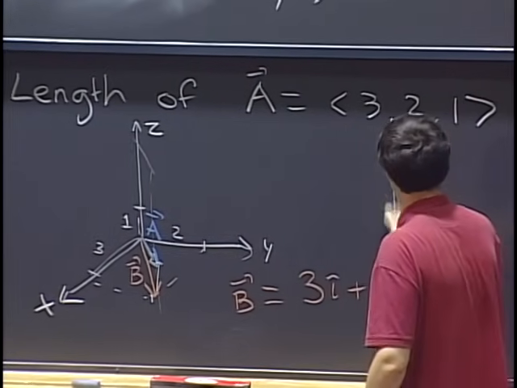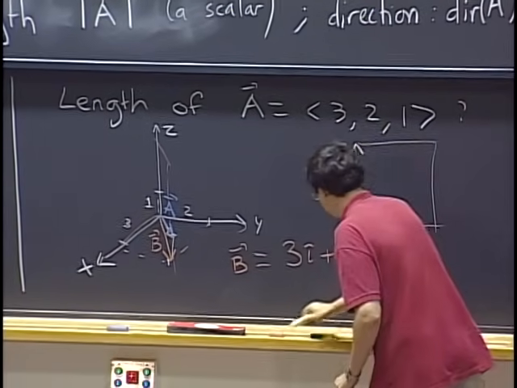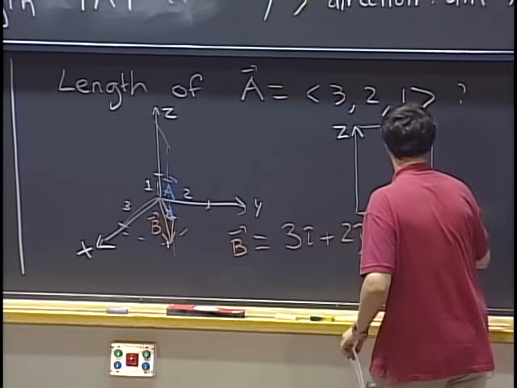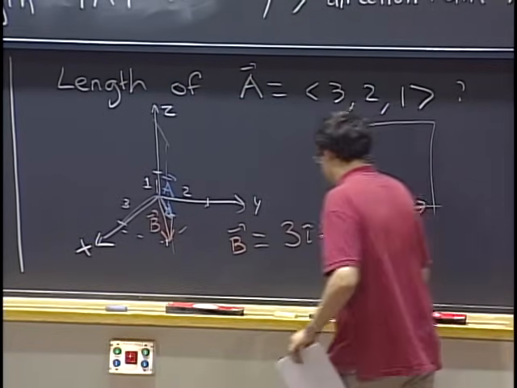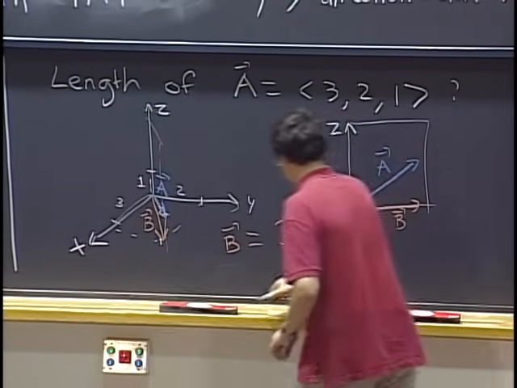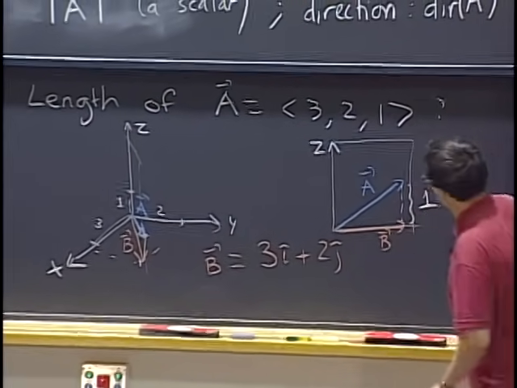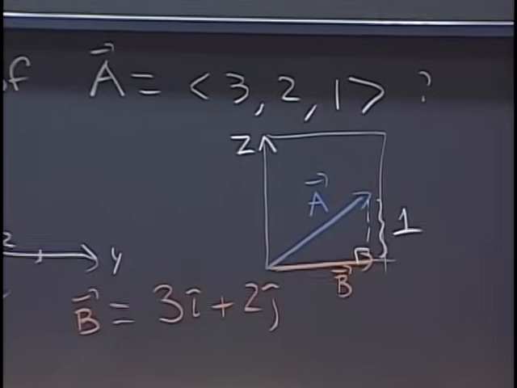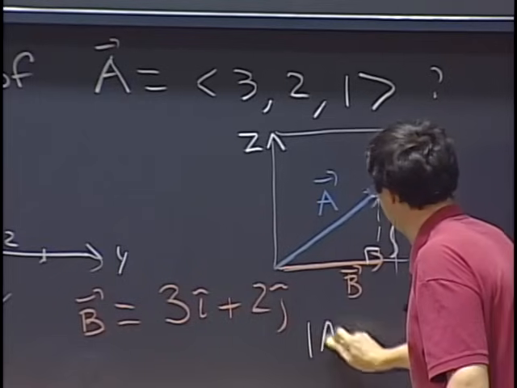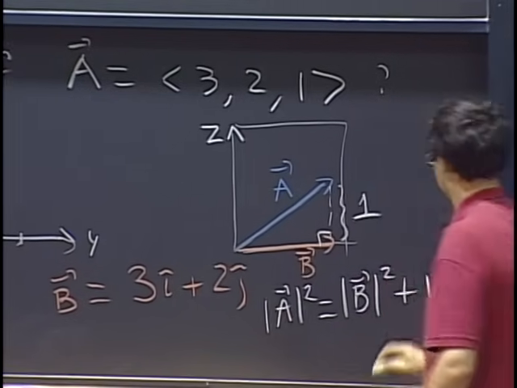If I draw it in the vertical plane, so that's the z-axis, that's not any particular axis, then my vector B will go here, and my vector A will go above it, and here that's 1 unit. And here I have a right angle. So I can use the Pythagorean theorem to find that length A squared equals length B squared plus 1.